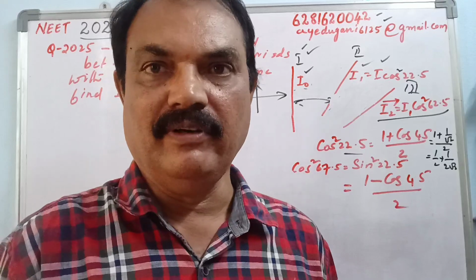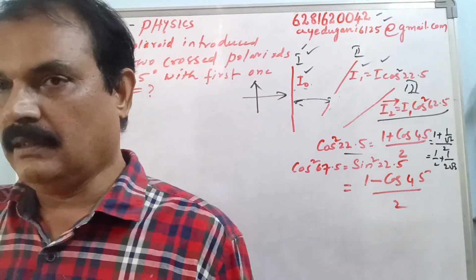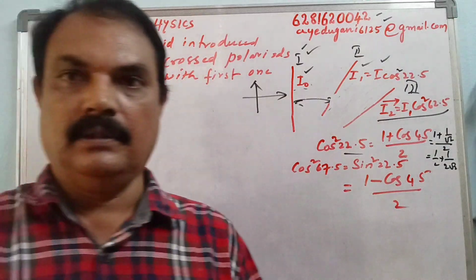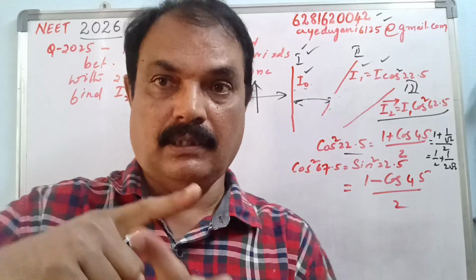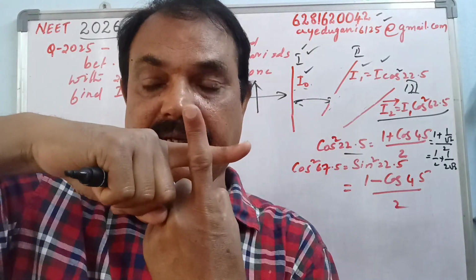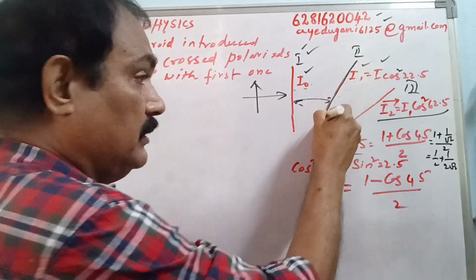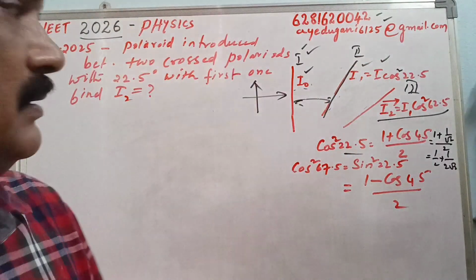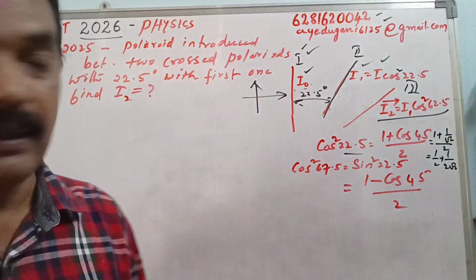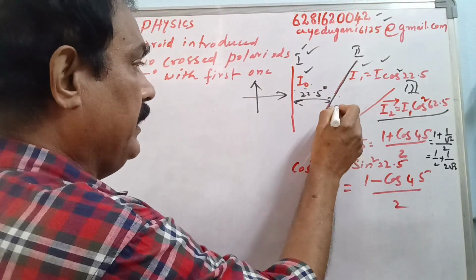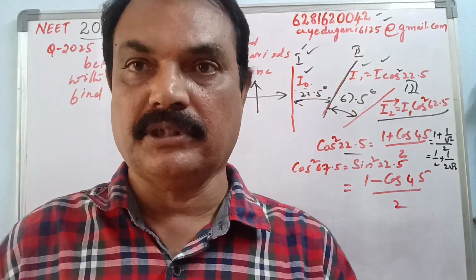Now we will do one question from 2025 NEET Physics MCQ. The question says two Polaroids are kept crossed to each other, at 90 degrees. Then a third Polaroid is introduced at an angle of 22.5 degrees. The angle remaining here will be equal to 67.5 degrees. So this is the question given.